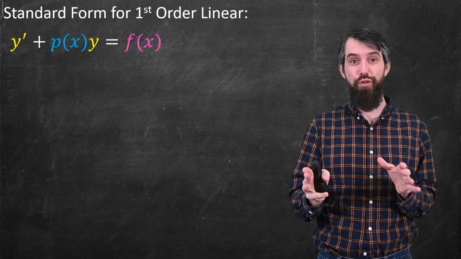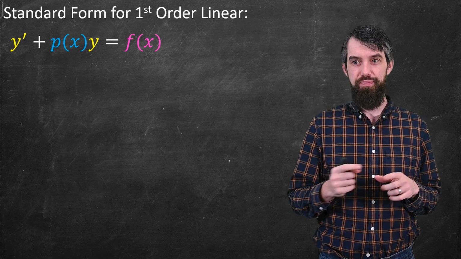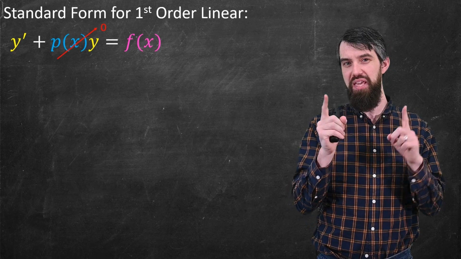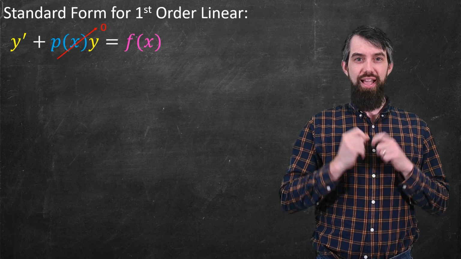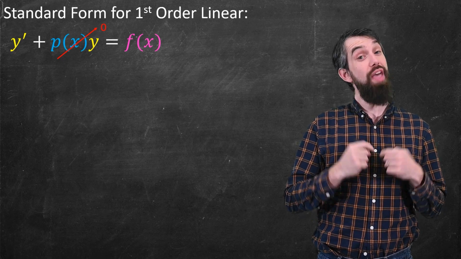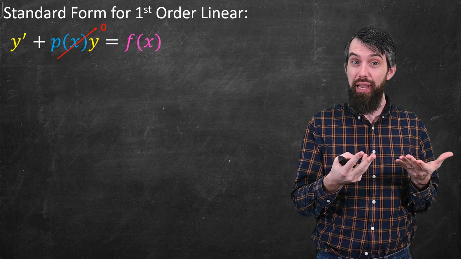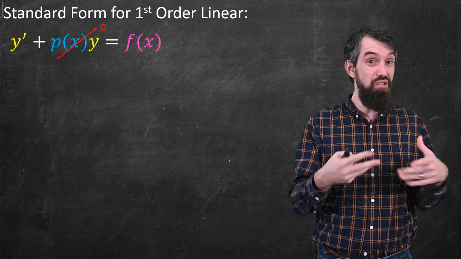Okay, so that's the form, but how can I solve this? Now, I want you to imagine something. Imagine it was the case that p of x was equal to 0. If p of x was equal to 0, then I think you could solve this differential equation. You just have y prime on the left, you'd have f of x on the right, and you could just integrate.